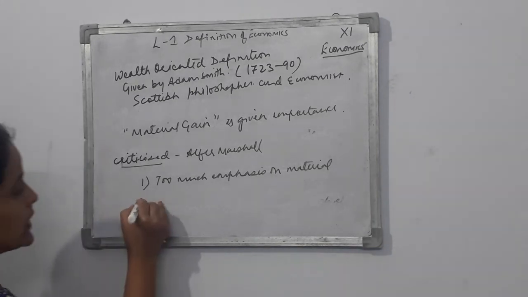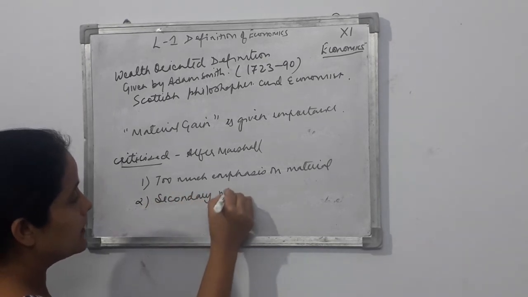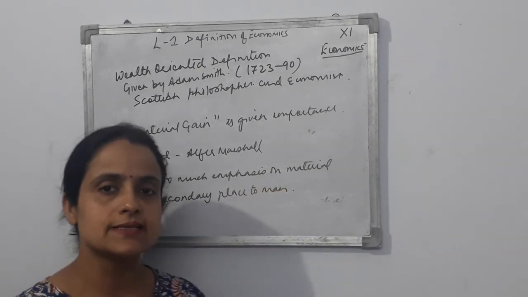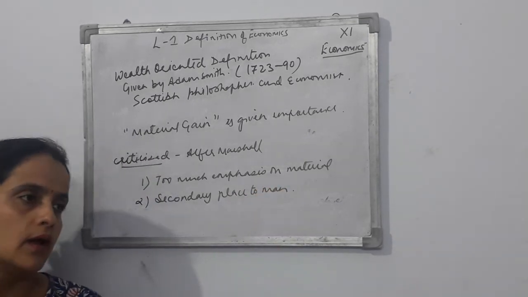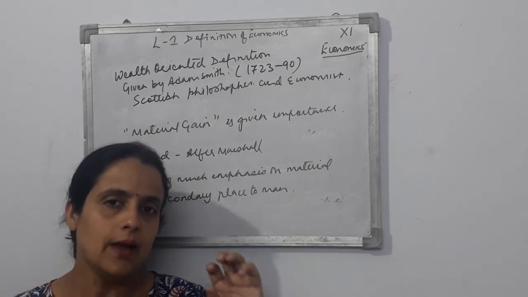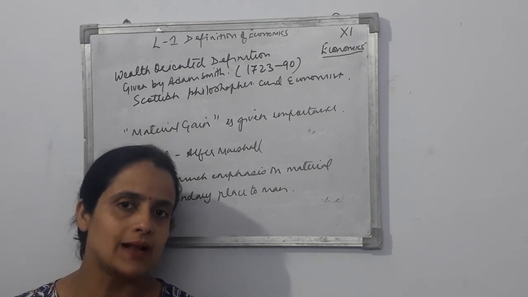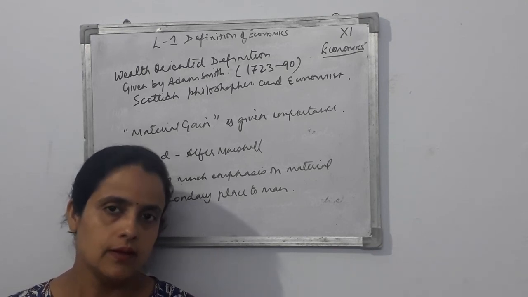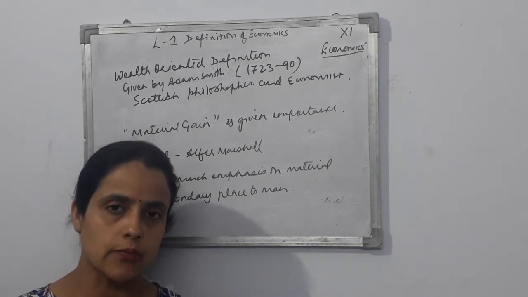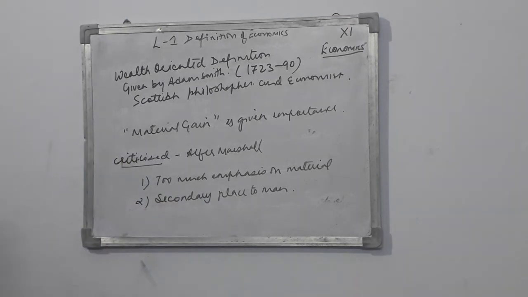And the important second point was secondary place to men. The other important thing was that the secondary place was given to men. Rather, first place was given to wealth and the secondary place was given to men. Rather, men is more important than wealth, because if men will not be there, how are they going to create wealth? How is the nation going to create wealth? So it becomes very important that first we talk about men as a factor of production, as a resource, and then we talk about what?